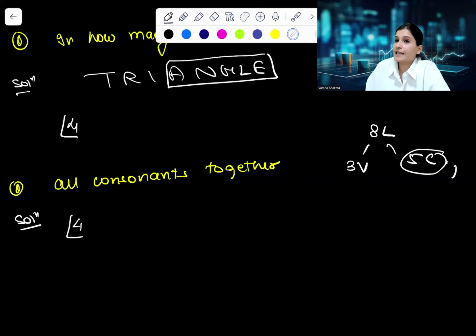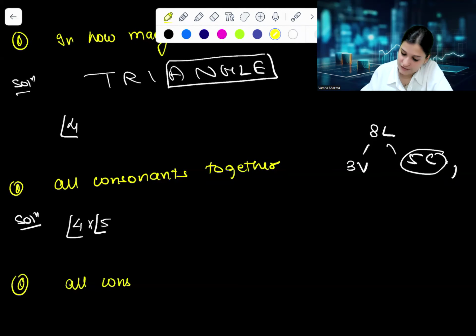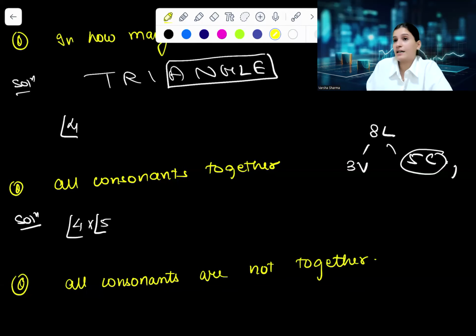So those 5 consonants can be arranged in 5 factorial. Yes. If I say all consonants are not together, what I'm trying to say is all the 5 should not be together. I don't have a problem with 4 of them, or 3 of them, or 2 of them together, or with everyone being different. So how can I think of so many cases? 4 together, 3 together, 2 together, all different.